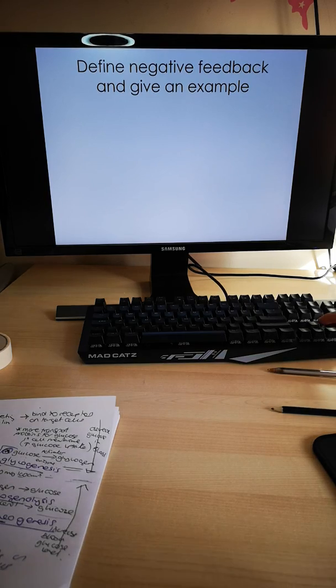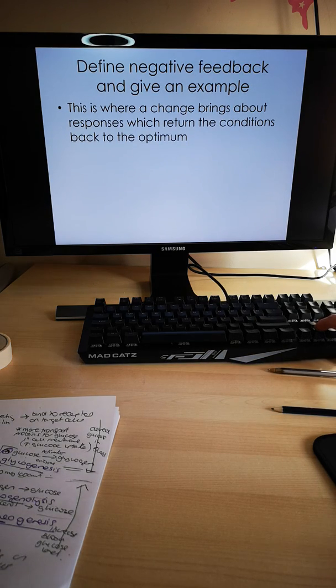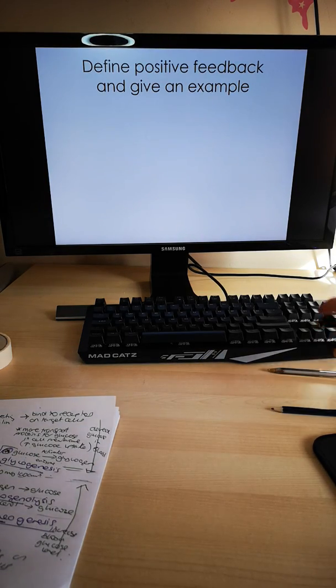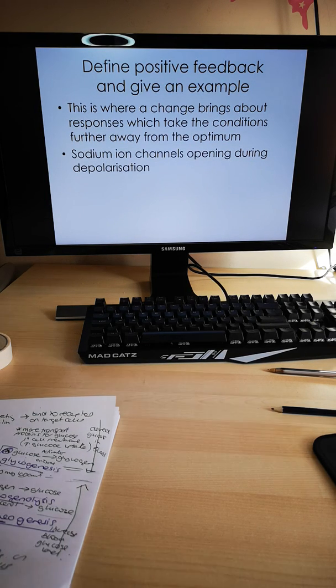Okay. So, negative feedback. This is where a change brings about responses which return the conditions back to the optimum or the normal set point. And insulin release after food is a good example. What about positive feedback? This is where a response brings about responses which take the conditions further away from optimum. So I gave you two examples. Sodium ion channels was the one I've just given you. So them opening, causing more sodium ion channels to open, and so depolarization.